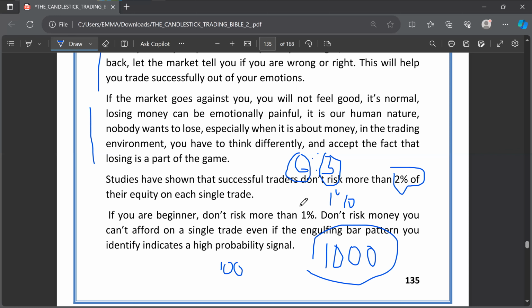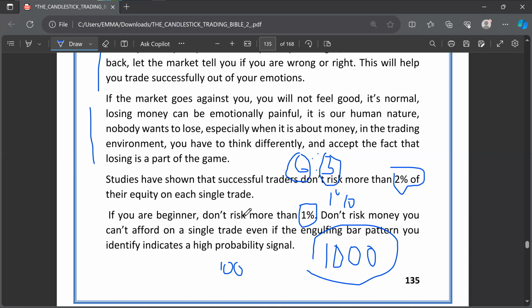Oh, thank God. Something is here. I didn't even see it. I was just saying this because I have learned already and I'm practicing that. You see, so he said this, but if you're a beginner, don't risk more than 1%. It's even saying it there. Don't risk more than 1%.